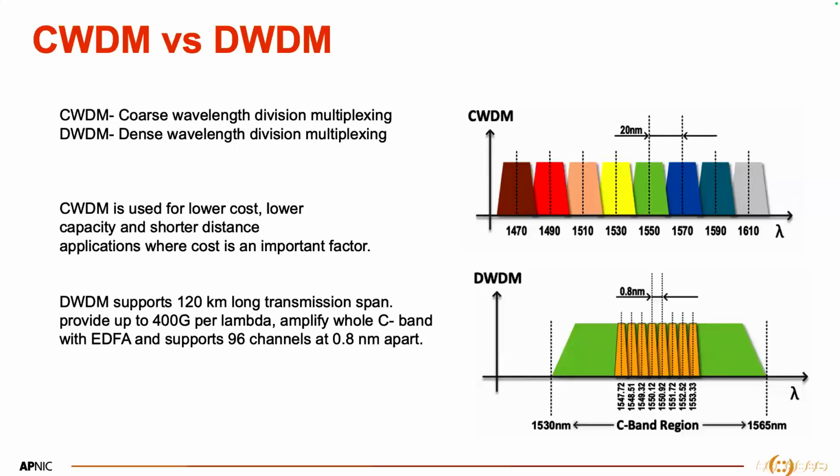When we take wavelengths in such a way that the spacing between two consecutive wavelengths is 0.8 nanometer or less, we call it DWDM. DWDM is used for long range, higher efficiency, high capacity, and it is expensive. Okay, so this is the concept of WDM, CWDM, and DWDM.